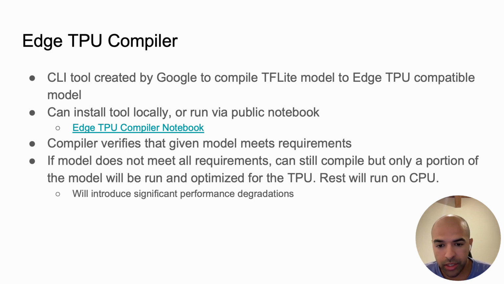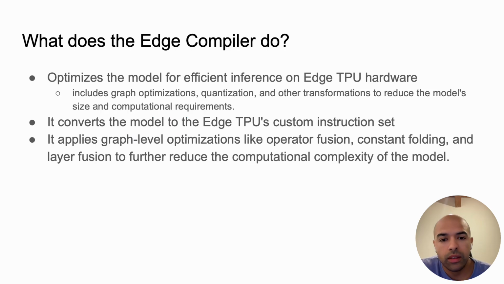And if it doesn't meet the requirements, it can still compile, but then only a portion of the model will be run on the TPU. The rest will be siphoned off to the CPU, and you'll see massive performance degradations from that. So the Edge compiler optimizes the model for efficient inference on the Edge TPU.